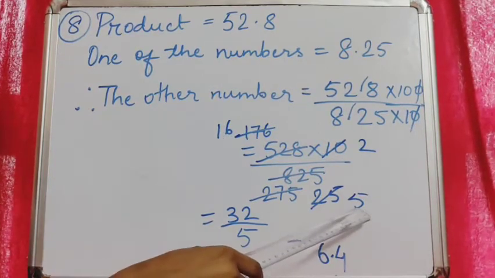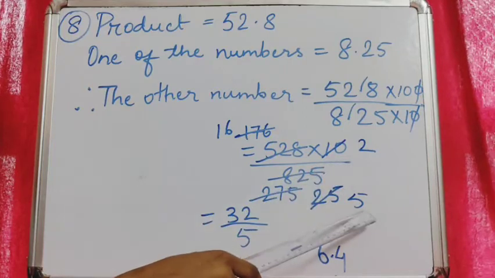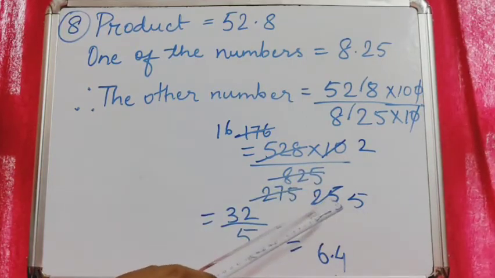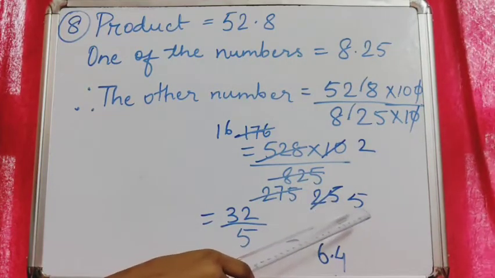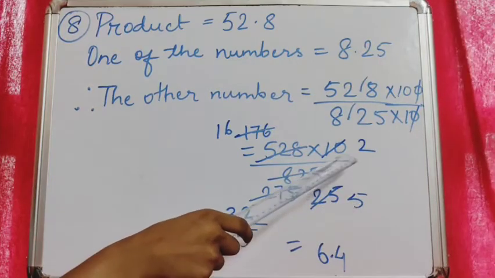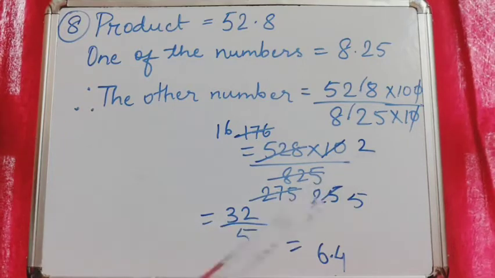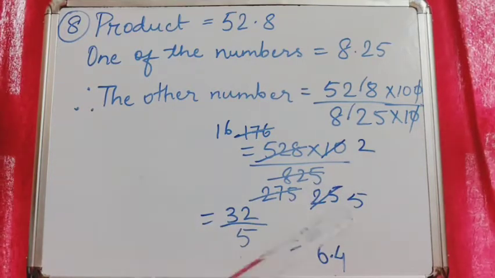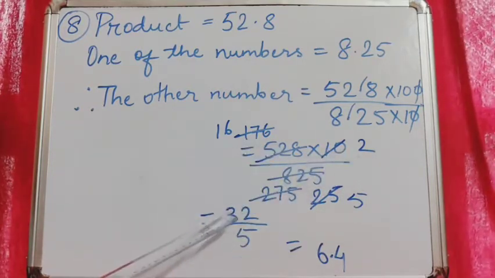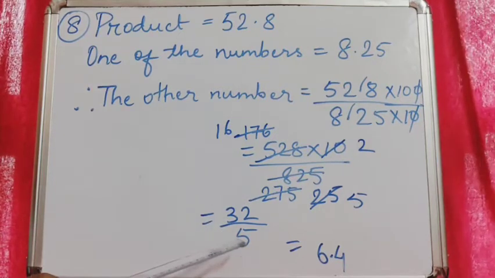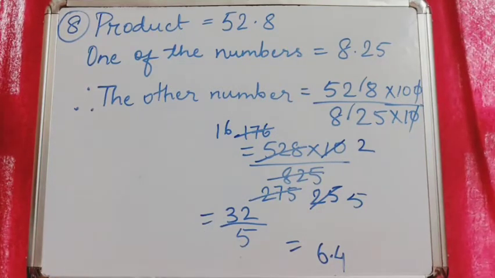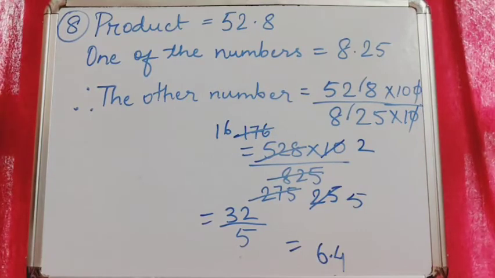And 25 can be divided by 10. I have reduced 25 by 5. So 5 5s are 25 and 5 2s are 10. So I am left with 16 into 2 in the numerator and 5 in the denominator. So 16 into 2 is 32 by 5. And if you solve this, you will get 6.4. So the answer is 6.4.